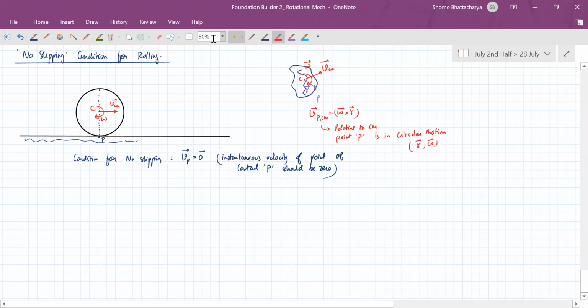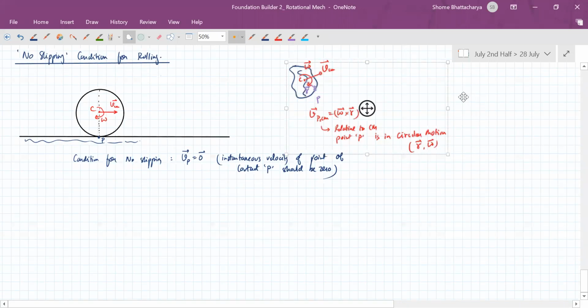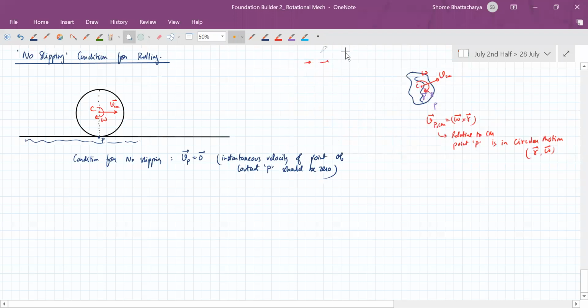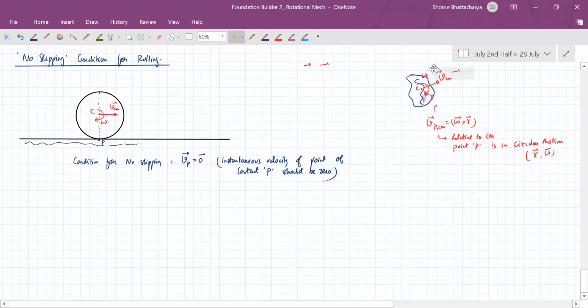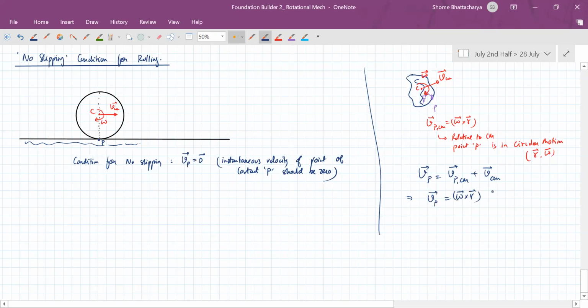So based on this, now we can say that the velocity of the point P, therefore, in the ground frame will become the velocity of the point with respect to center of mass plus the velocity of the center of mass. So the general formula for velocity of that point becomes omega cross r plus vc. This is something from kinematics of rotational motion which you have seen before.